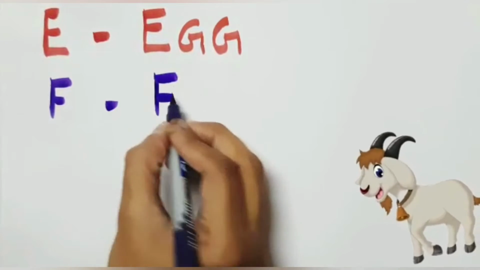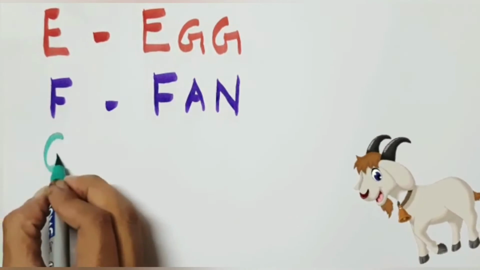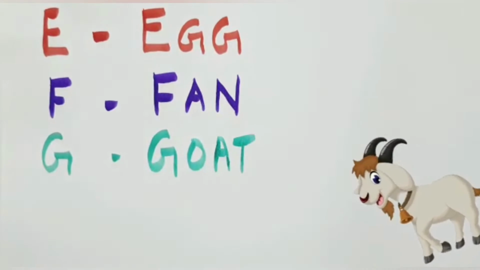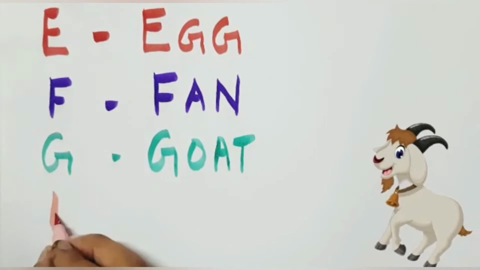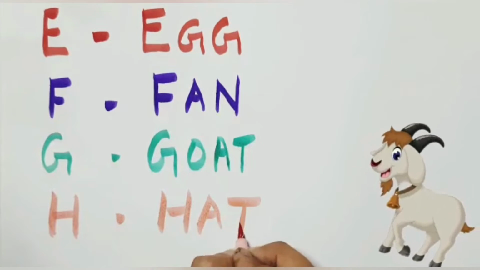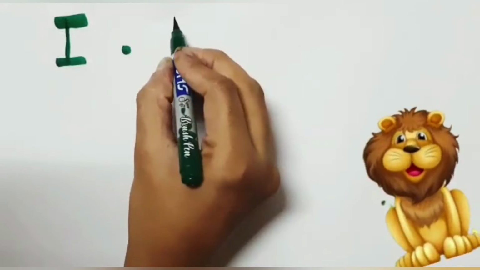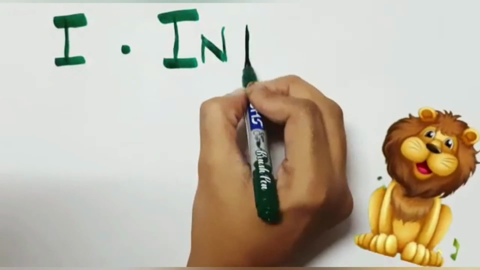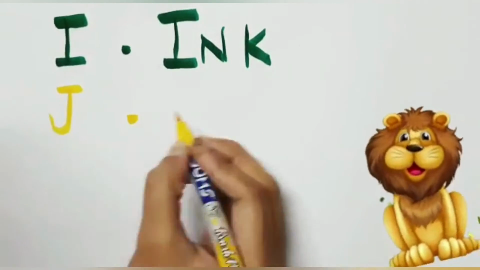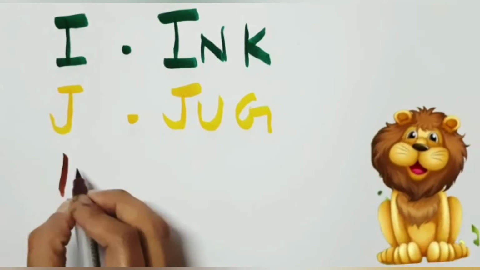F. F for fan. F A N. Fan. G, G for goat, G O A T, goat. H, H for hat, H A T, hat. I for ink, I N K, ink. J, J for jug, J U G, jug.